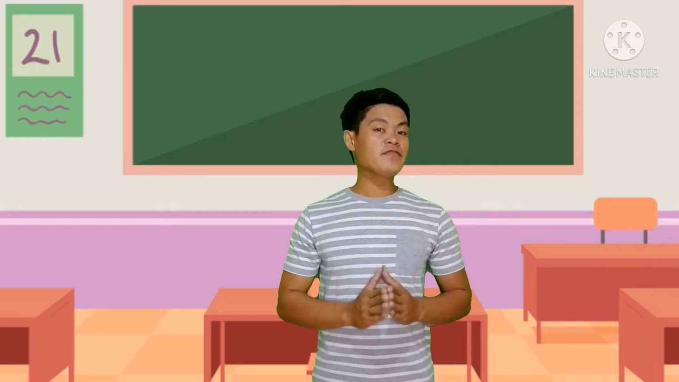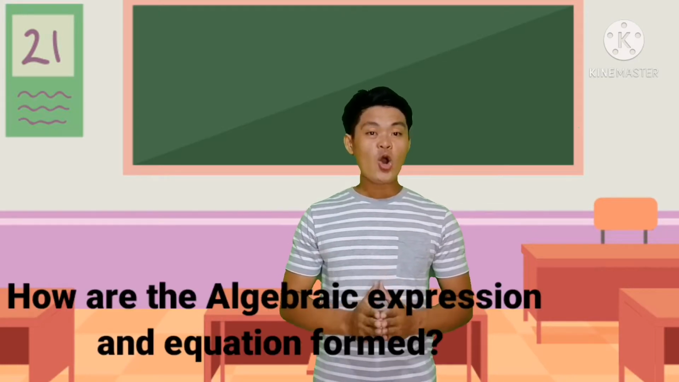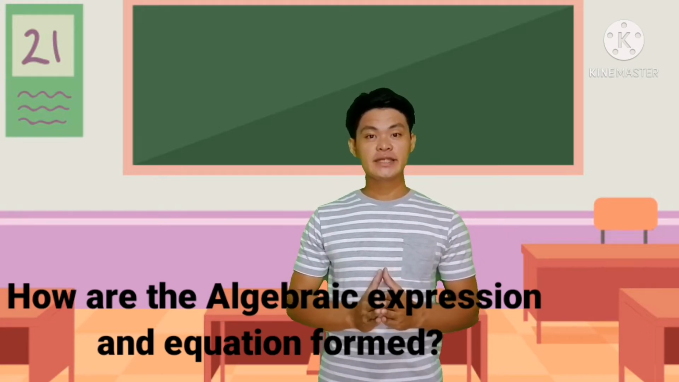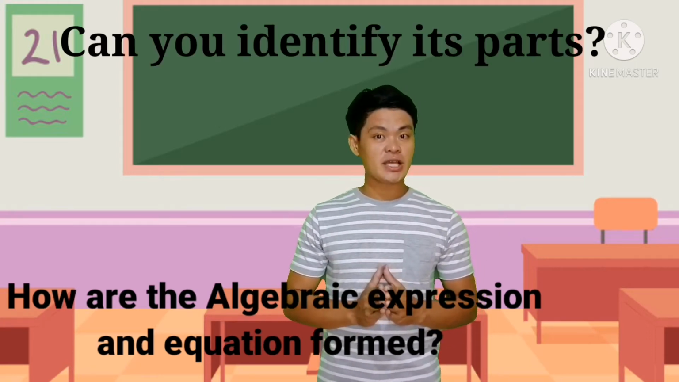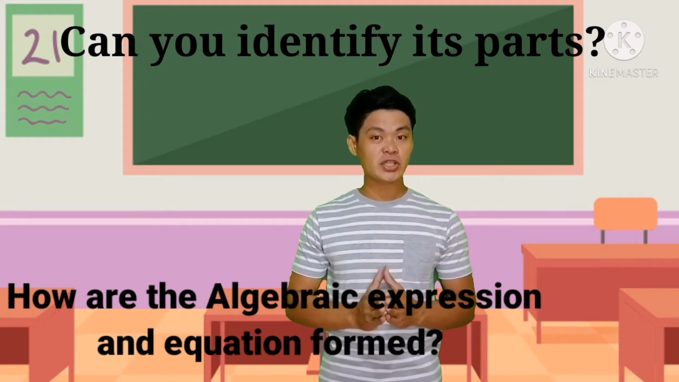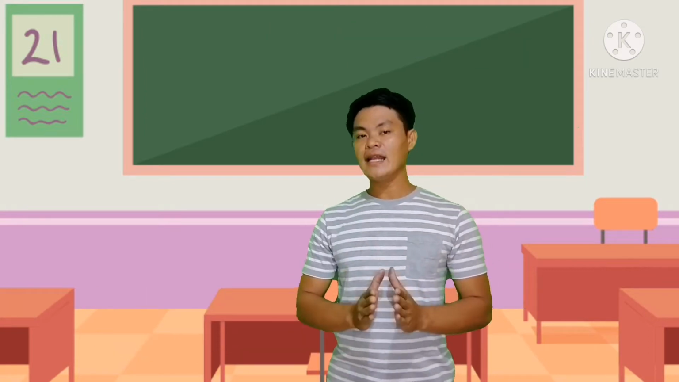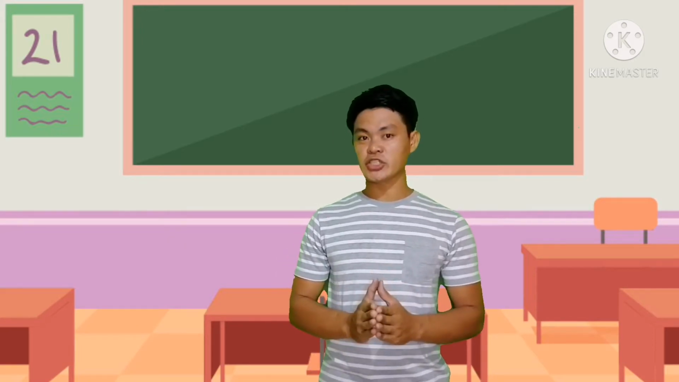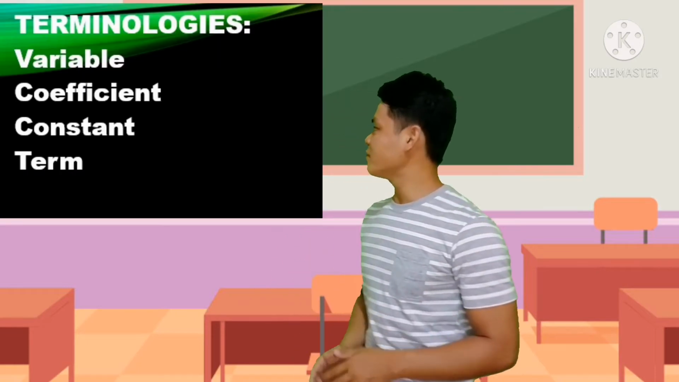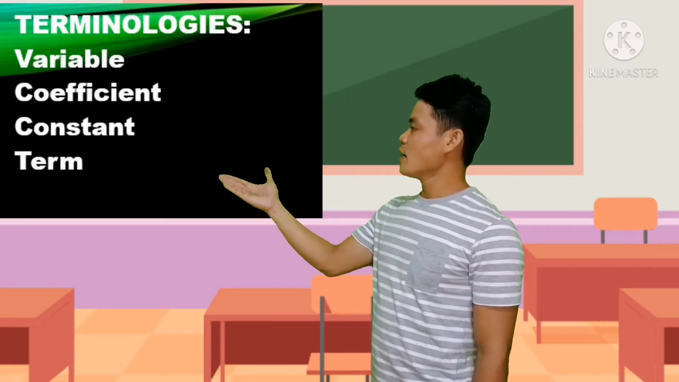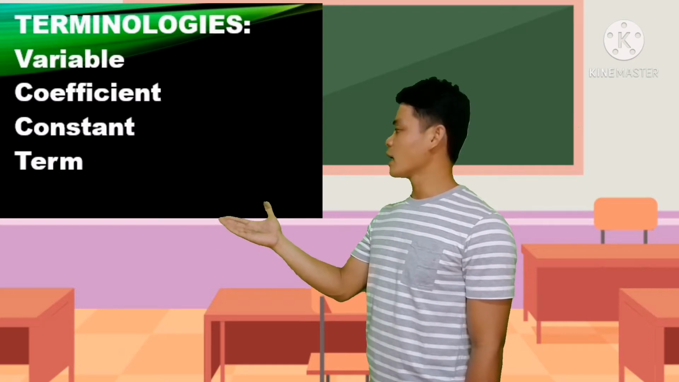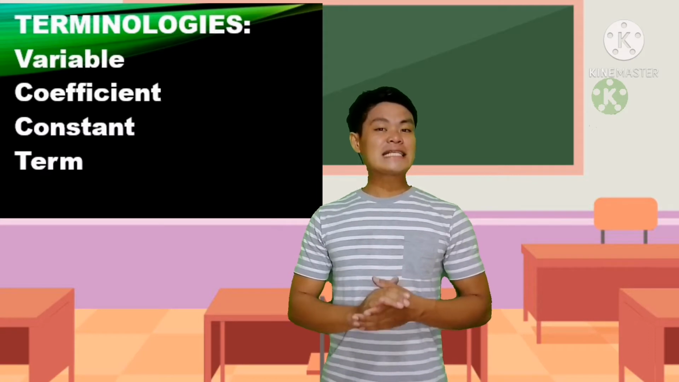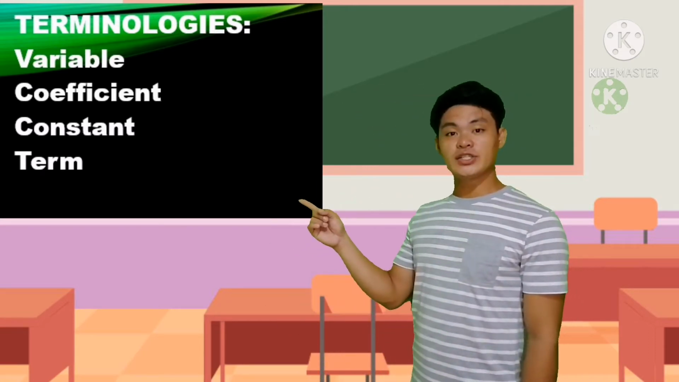All right. Have you ever asked yourselves how the algebraic expression and equation are formed? Can you identify the parts that make an expression or equation? Well, here are the terminologies that make an expression or equation. We have variable, coefficient, constant, and term. Now, let us define these terminologies.